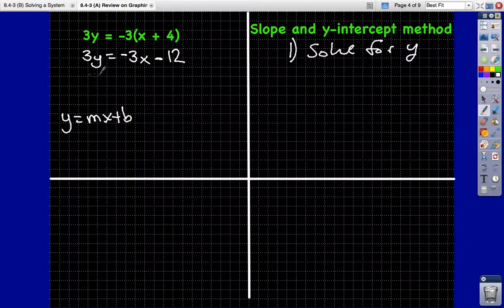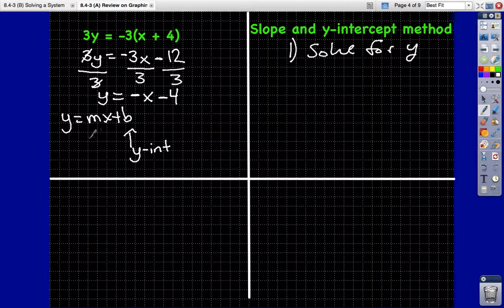And now I still have one more step to do to solve for y. This is 3y, so I've got to divide by 3. When I divide all the terms by 3, I'm left with just y, okay? So that leaves me with y equals -3 divided by 3 is just -1, so -x, and then -12 divided by 3 is -4, okay? So I want you to remember in this method that b represents the y-intercept, m represents the slope, okay?